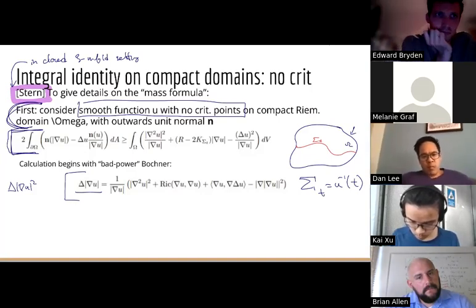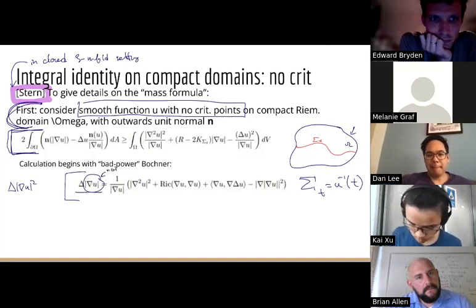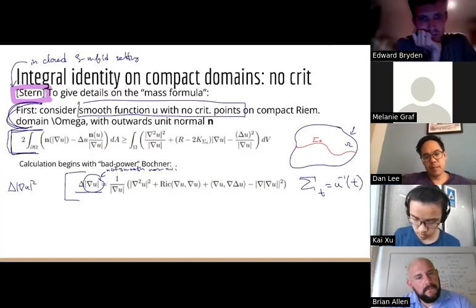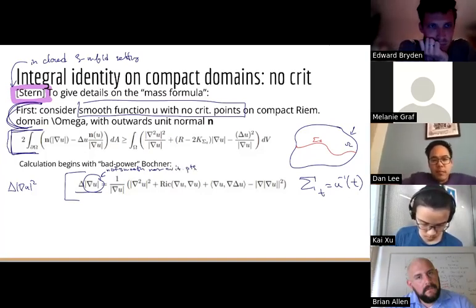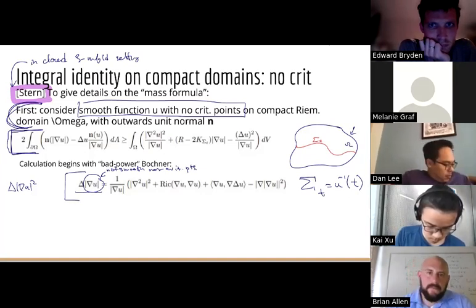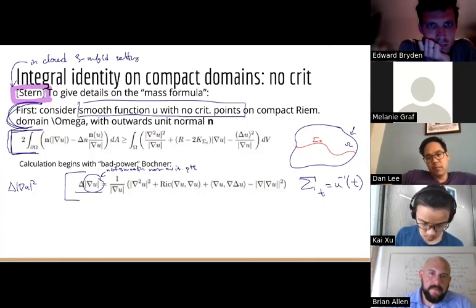And why do I say this is a bad power? Well, because this function is not smooth near critical points. So it's not clear what this literally means when you're near a critical point. You know, the function's not differentiable. It's like the absolute value function at the origin. But for the first pass, we'll just assume no critical points.